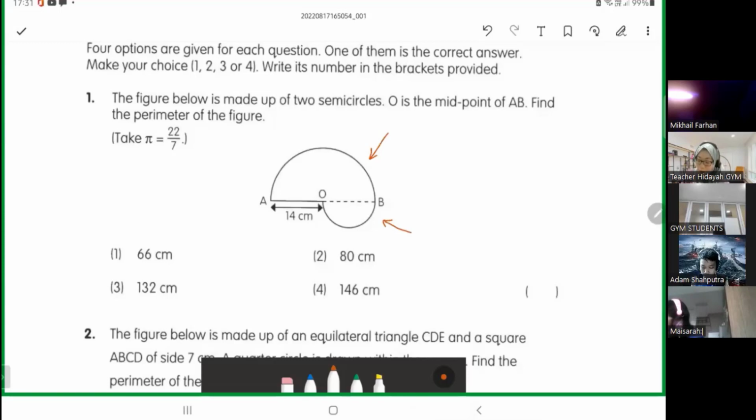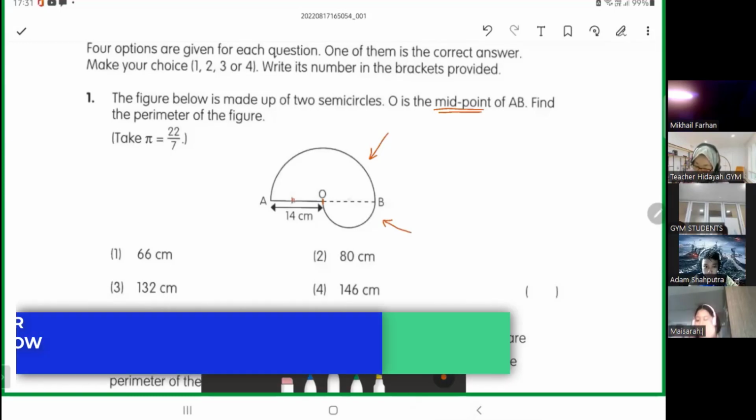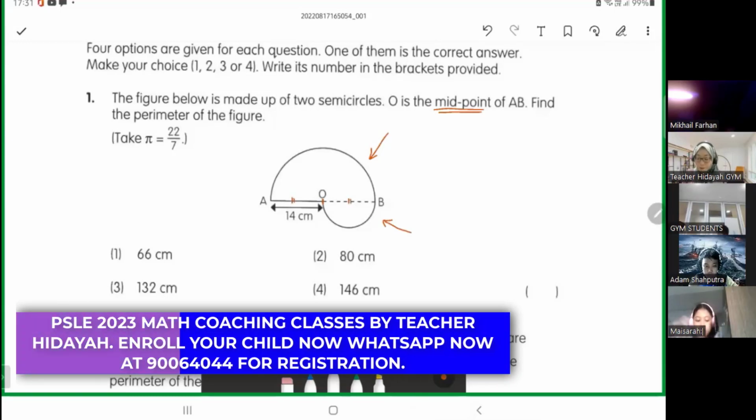O is the midpoint. What do we understand by the word midpoint? Half. Halfway. It is the halfway point. If it means halfway, it means that AO is equal to OB. Okay? Find the perimeter of the figure.